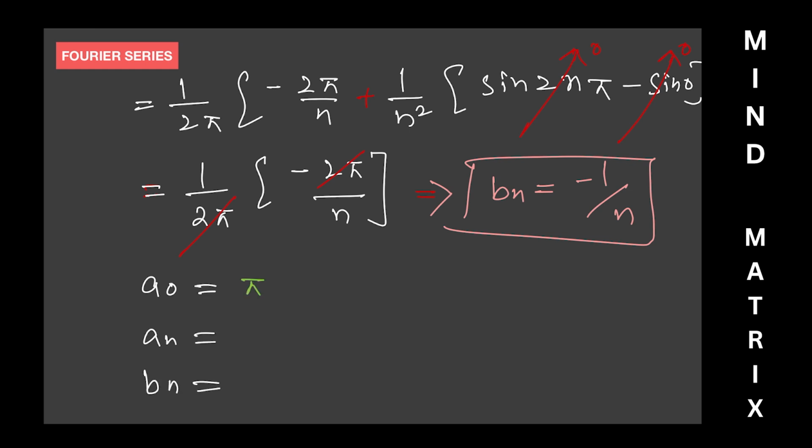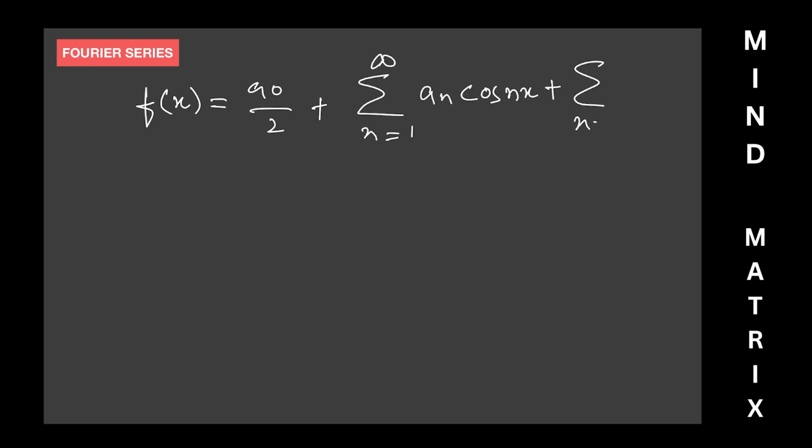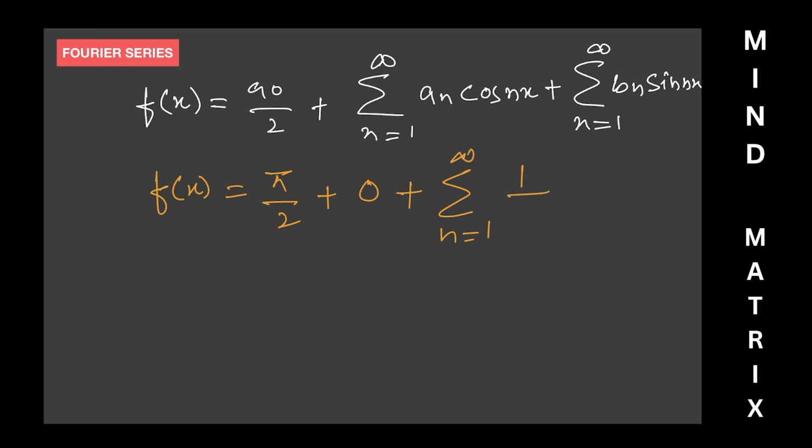We calculated the values of a naught, an and bn. The value of a naught is pi, the value of an is 0 and the value of bn is minus 1 by n. Now let's put all these values into our required formula. Let me write here the formula. f of x equals a naught by 2 plus summation from n equals 1 to infinity of an cos nx plus summation from n equals 1 to infinity of bn sin nx. So we have f of x equals pi by 2, plus this whole term becomes 0 because an equals 0, plus summation n equals 1 to infinity of 1 over n times negative sin nx.